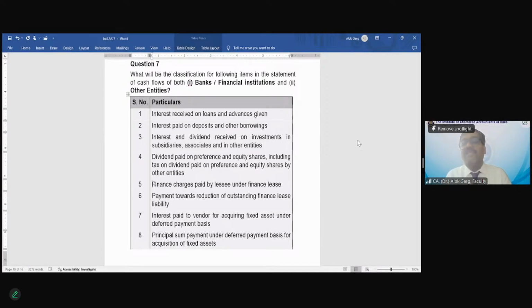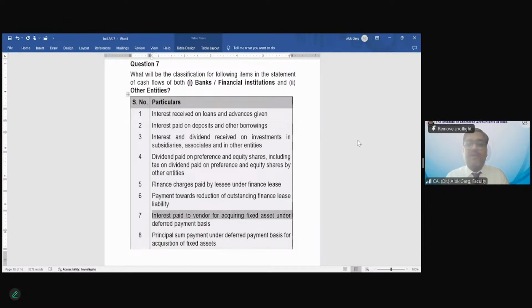For both the entities. It means even a bank has entered into a lease agreement with the landlord to open a branch. Okay, so this was a finance lease agreement, and this lease liability has to be classified as a financing activity. So the interest paid on the lease is also considered under financing activity for both the entities. Payment towards reduction of outstanding finance lease liability is a financing activity for banks and for other entities also.